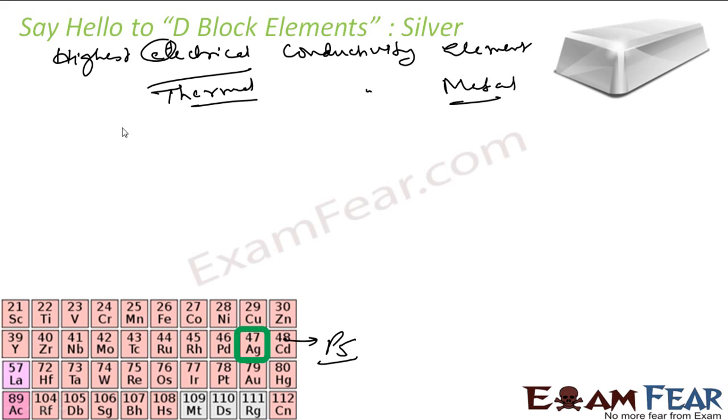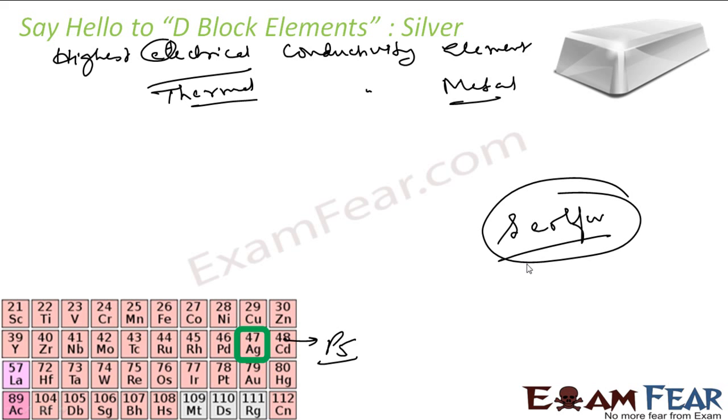And let's talk about the origin of this word. Silver came from the Anglo-Saxon word, from this word Seolfor. This is the Anglo-Saxon word. And the Latin name of silver is argentum. You must be knowing it, and that's why we have Ag as the symbol of silver.